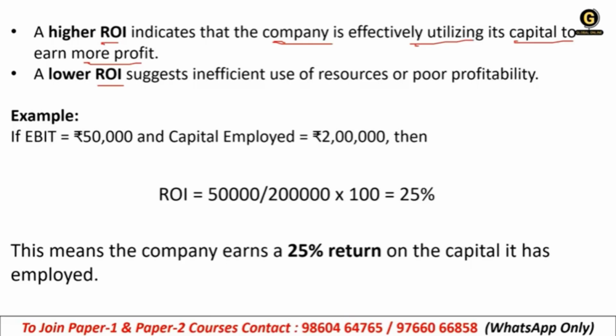Clear? For example, if EBIT, that means earnings before interest and taxes, is 50,000, and capital employed is 2 lakh, then what will be the return on investment? 50,000 divided by 2 lakh into 100, that will be 25%. That means the company earns a 25% return on the capital it has employed. Correct? So that is how we calculate the return on investment.